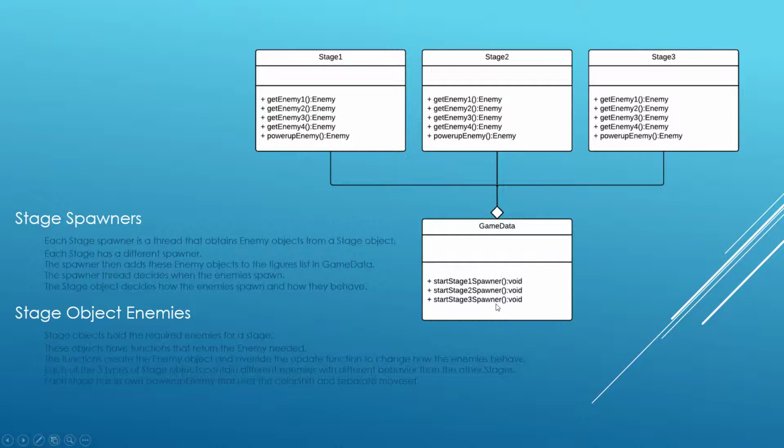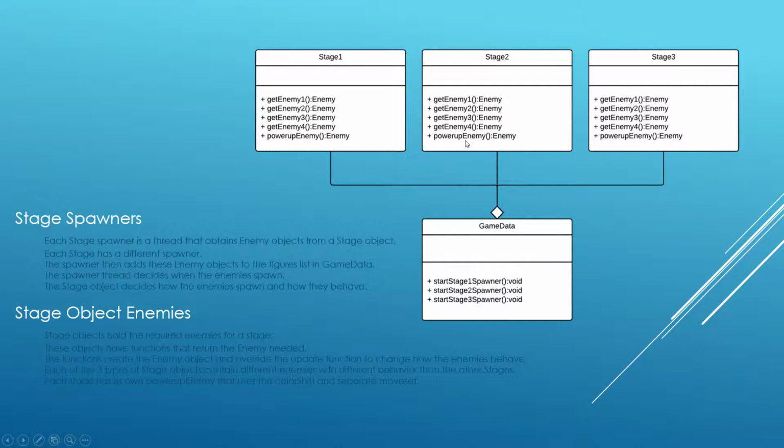are started by their corresponding function that uses its corresponding class. So stage 1 uses stage 1 spawner, obviously. And the spawner gets the enemies that it spawns from that stage object, and the stage object creates the enemy object, overrides its update function to change how it moves, adds in a proper image, and then also changes the type so that the stage gets the exact enemy that it needs, and the spawner determines how many of those and when they spawn for all 4 of those.